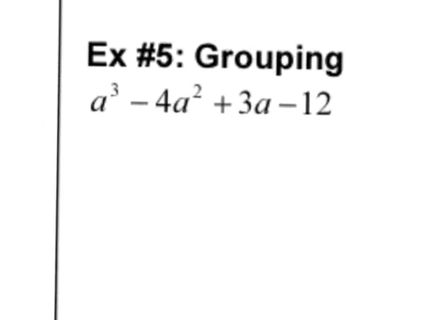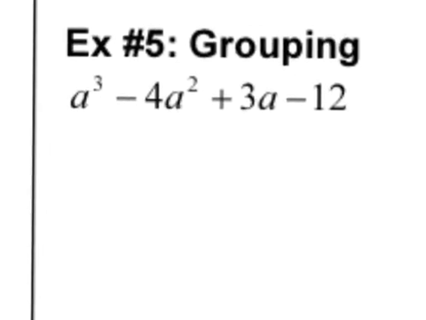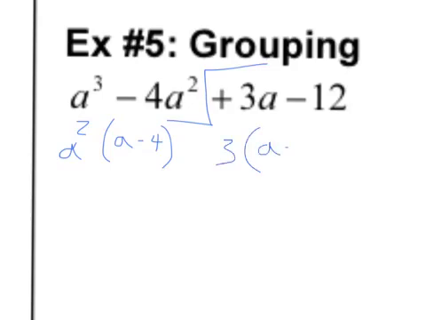Sometimes when you have a lot of terms, you can do what's called grouping. And this is kind of nice. So there's not something I could take out of every single term, but what I can do sometimes is split it into two parts. And I could ask myself, is there something I could take out of just both of these terms? And there is. I could take an a squared out of both of these terms, leaving me with an a minus 4. And then I'm going to say, is there something I could take out of just these two terms? And I could take a 3 out of both of these terms. So I pull out a 3 and I would be left with an a minus 4.